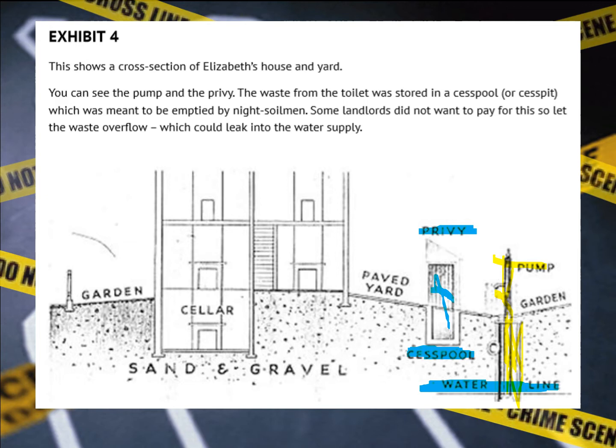So we know, based on what we've talked about with the cesspools so far, that waste from the toilet was stored in the cesspool or a cesspit, which meant it had to be emptied by night soil men. However, this was quite expensive. There's no way of this getting out of there without it being lifted and dug up and then emptied and brought back and then replanted. So some landlords didn't actually want to pay for it, so they just let the waste overflow, which could sometimes leak into the water supply. So pause it, fill in your stuff for box 4 and come back for box number 5.